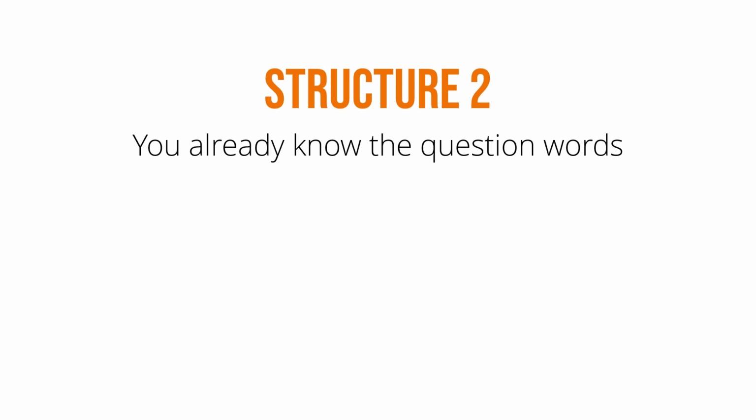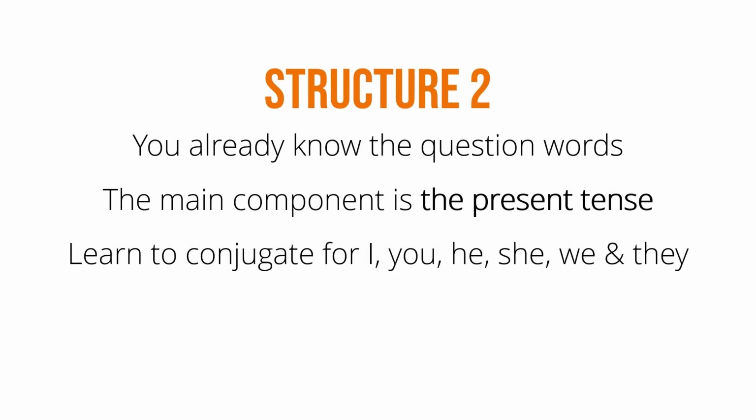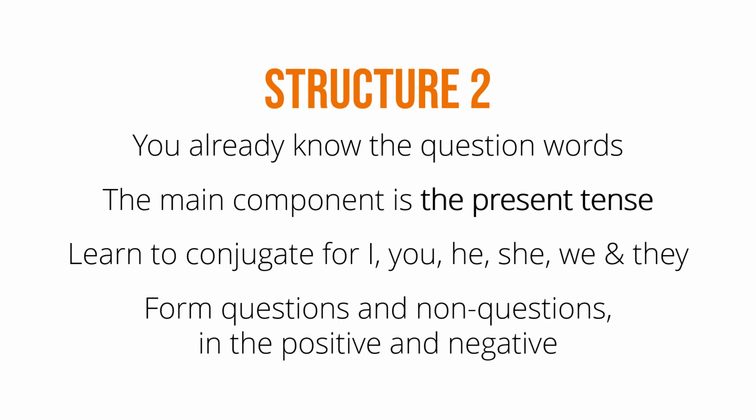The main component in Structure 2 is the present tense, so we spend the first part of this course learning about that. We'll look at how to take any verb and conjugate it into the present tense in all the persons: I, you, he, she, we, and they. And we'll also look at turning it from a question into a non-question, as well as how to make it negative.